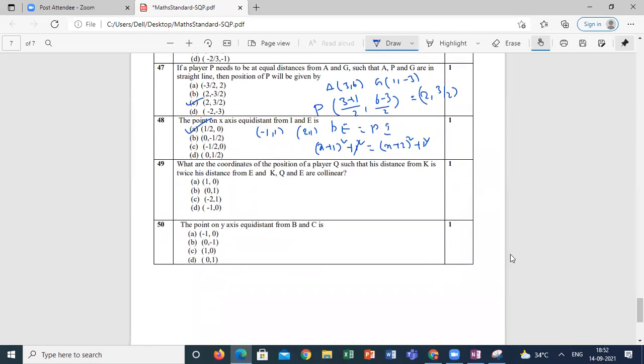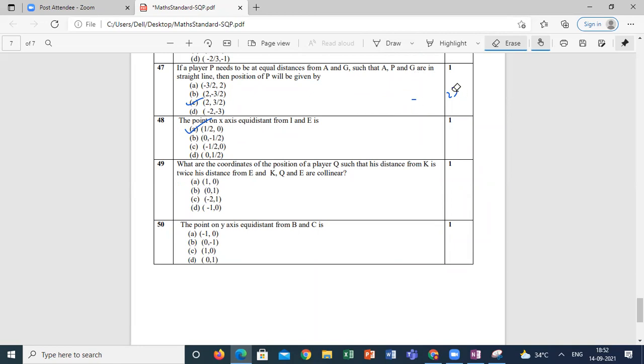What are the coordinates of the positions of player? Okay, no, explain the two. Which one, madam? Sir, 48, sir. One more time. Yes, sir, I did not understand. Yeah, once again, I will erase and I will explain that one.